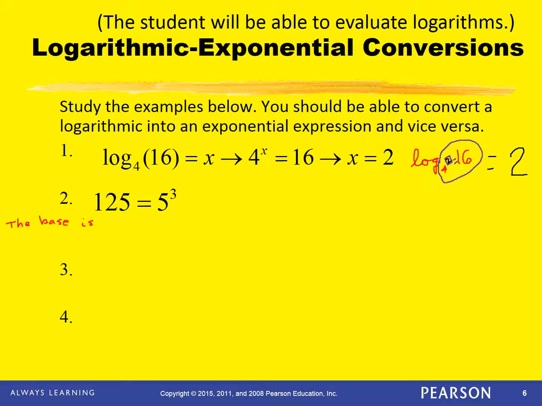125 equals 5 to the third. Okay, how do we write that as a logarithmic equation? Well, it's good to remember a couple of facts here. One fact is that the base of the exponential equation is the same as the base of the logarithm. The base is the base.